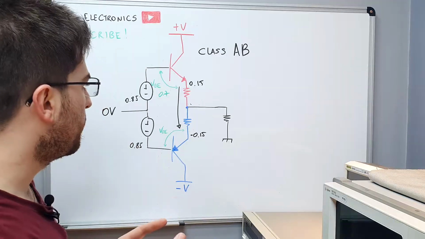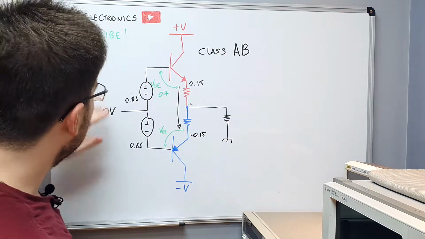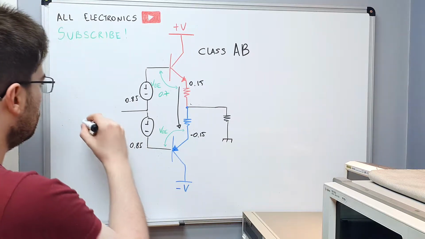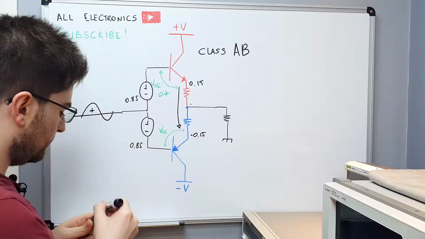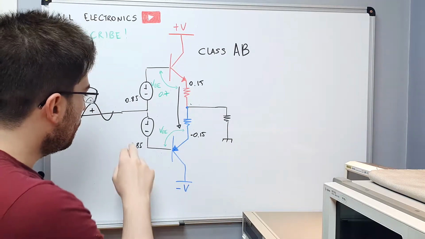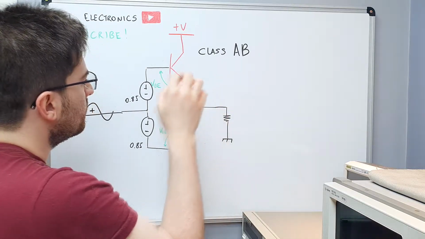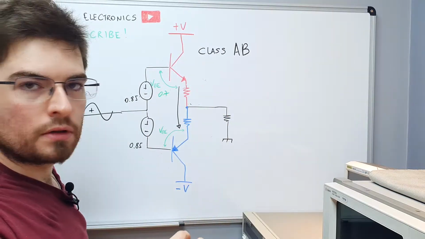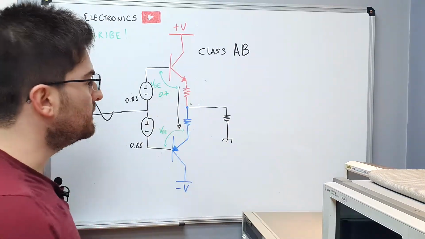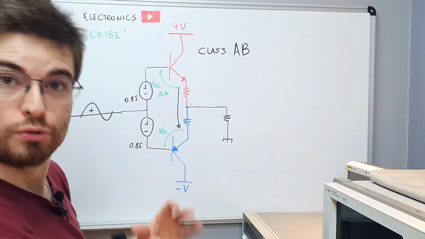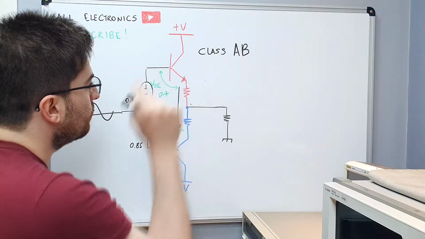This is very important because now let's imagine that we have the positive cycle working. We are on the positive cycle of the signal. When we are on the positive cycle of the signal, the NPN transistor is sourcing the current to the load. The NPN transistor is doing the work, working hard to follow the input voltage on the output.